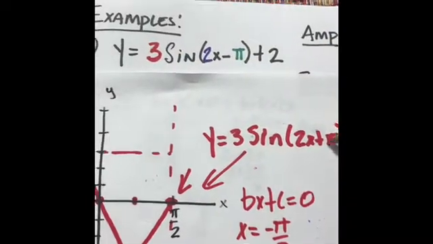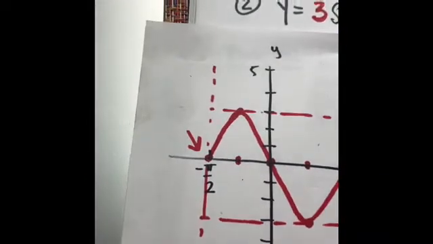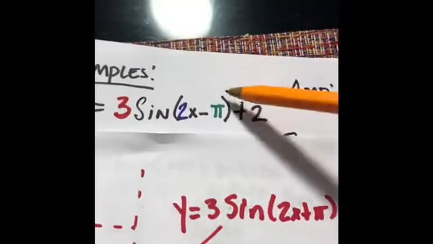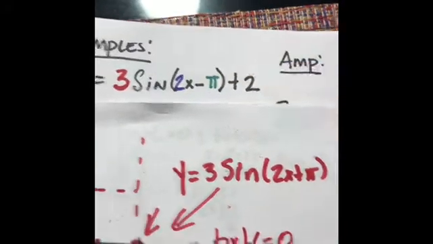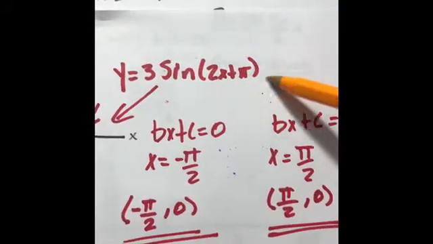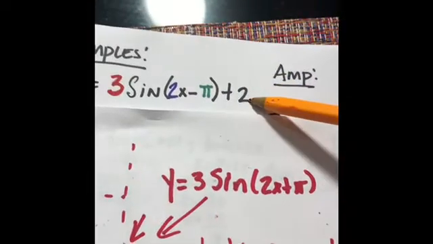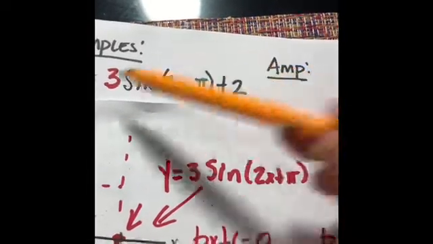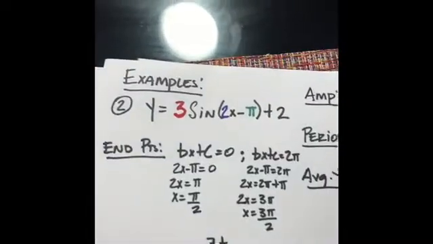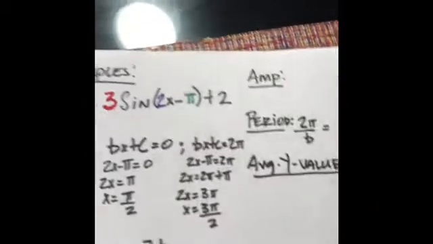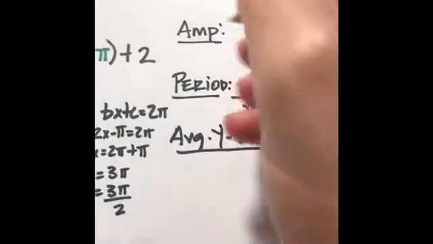But the difference is that in the first example, I had plus pi, and the graph shifted to the left. In this example, I have minus pi, so that means that the graph is going to be moving to the right. And in the first example, I had nothing adding or subtracting to the whole function. In this second example, I have the plus 2 adding to the whole function that is given to me. So this means that my amplitude is going to have a value of 3.